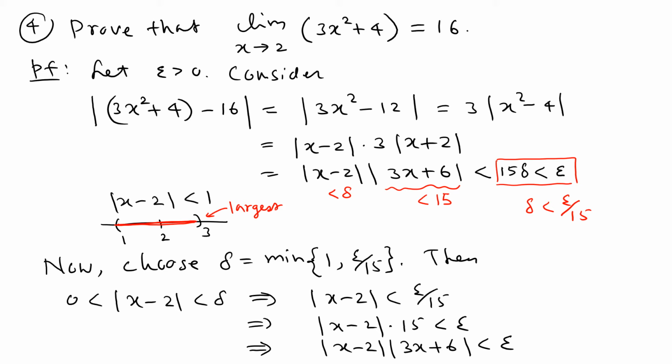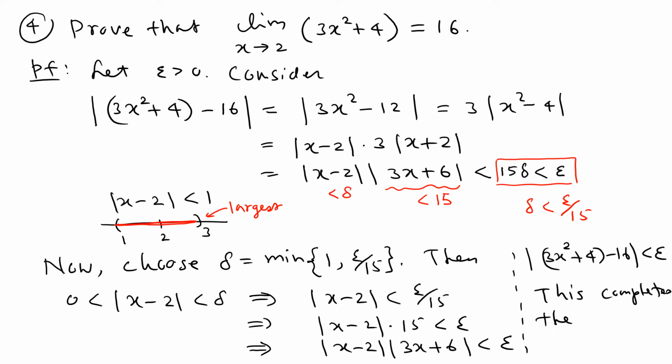Since the left hand side is equal to this one, you can write this as absolute value of 3x squared plus 4 minus 16 less than epsilon, because they are all equal. So that completes the proof. That's how you make the logical argument for a problem like this. Let's look at the next one.